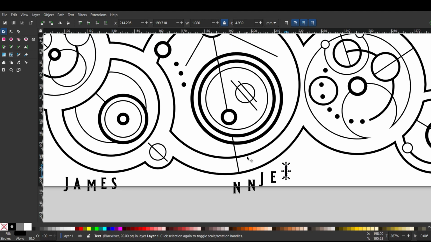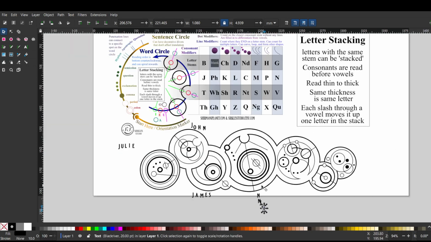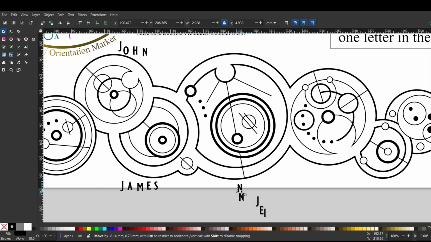and then the I. So let's go ahead and put them all together. So again, consonants read before vowels. Here are the 2 vowels. And then thin to thick. The thin one is the J. And then we have the N's.